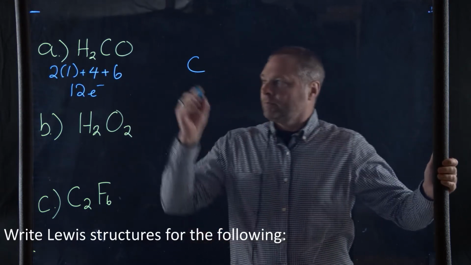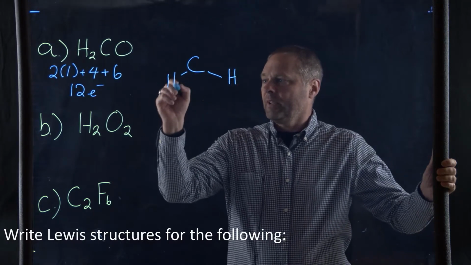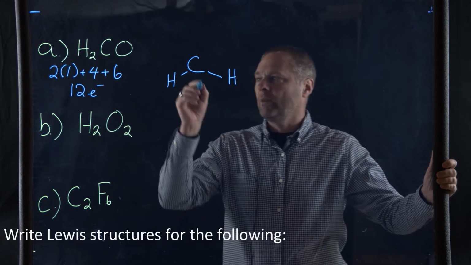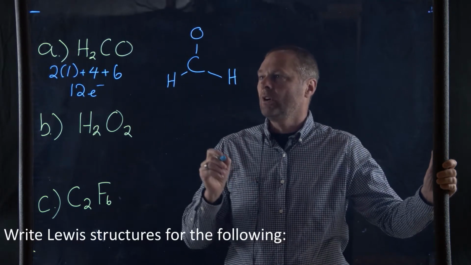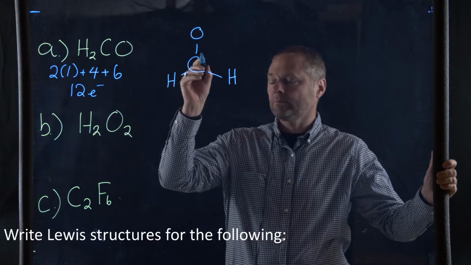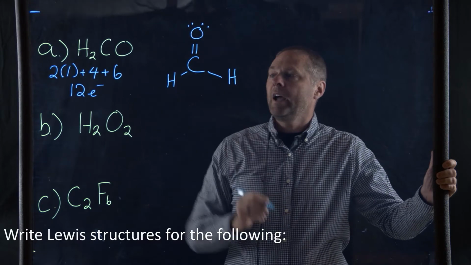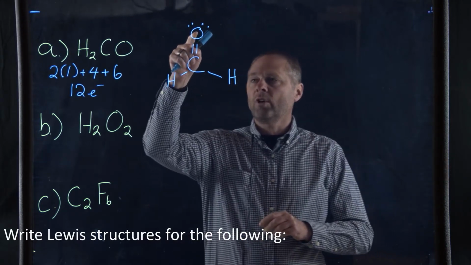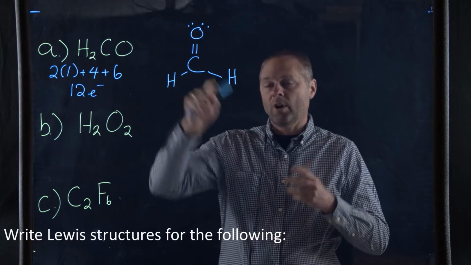Now, each hydrogen is bonded to the carbon, and then the oxygen is going to be bonded to the carbon as well. Now there's going to be a double bond here, and if you calculate the formal charge of everything, you'll find that the formal charge of oxygen is 0, hydrogen is 0, hydrogen is 0, and carbon is 0.